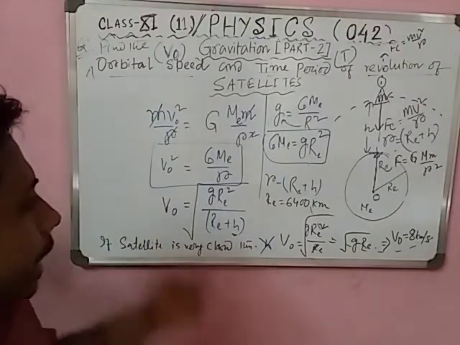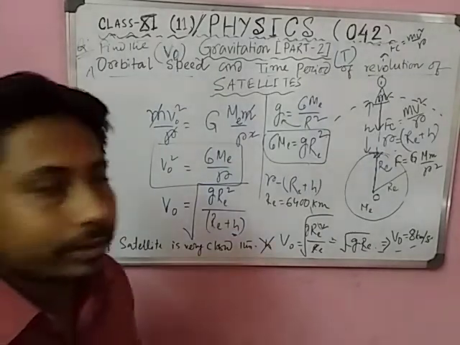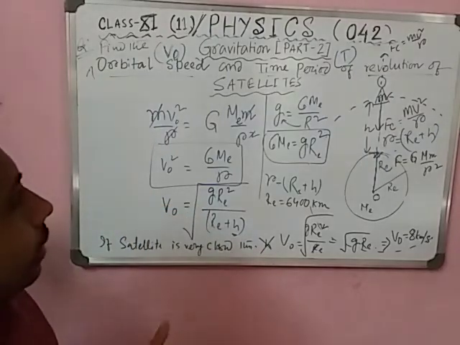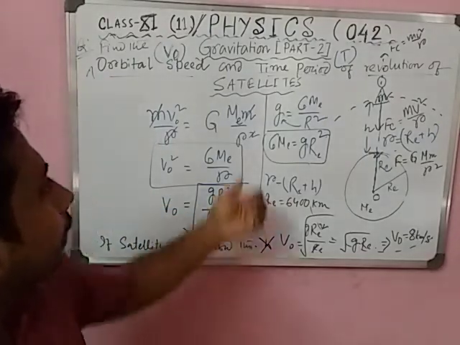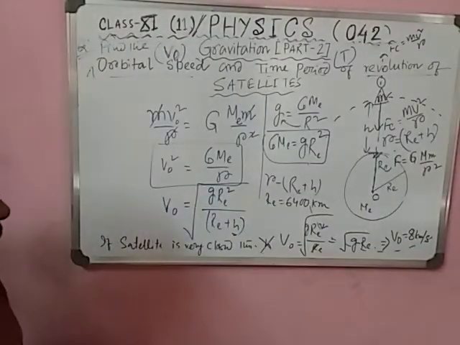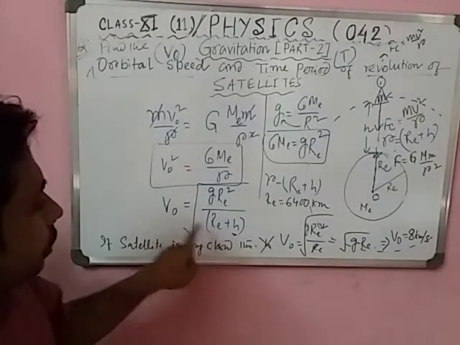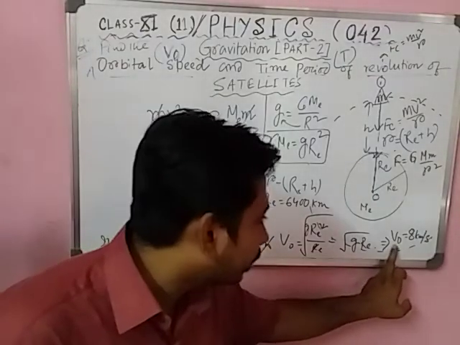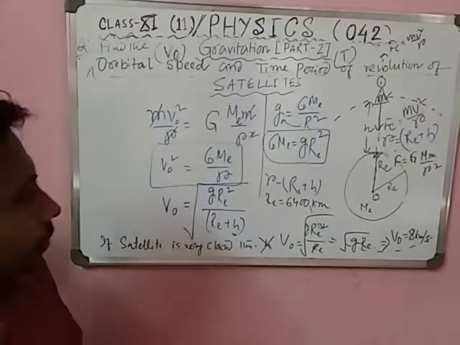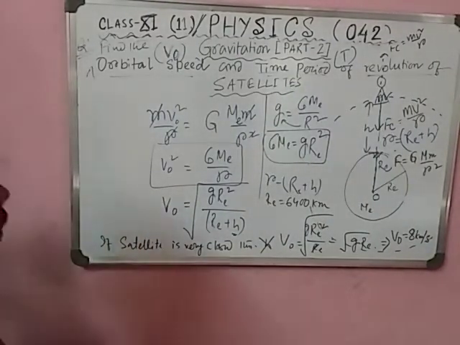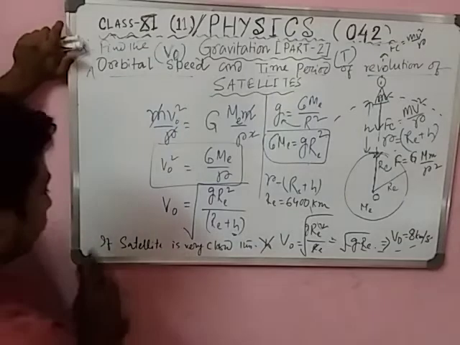If you write this, this is a question of 3 marks. So this is for 1.5, and the other part of the answer is finding the time period. Please pause the video and copy the whole portion. Students, the ultimate result is v0 equal to this, and if the satellite is very close to Earth, then v0 equals root g Re. Pause the video and write it down. Next, we will find the time period.